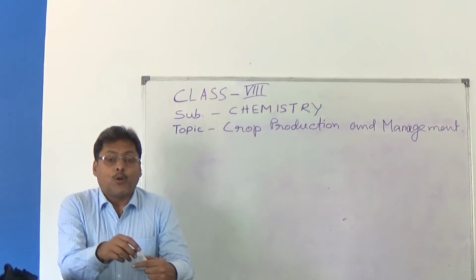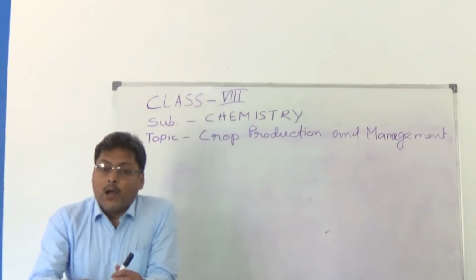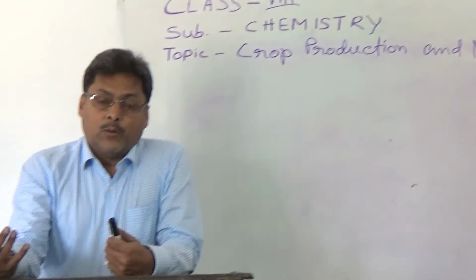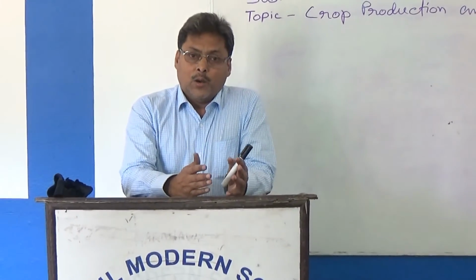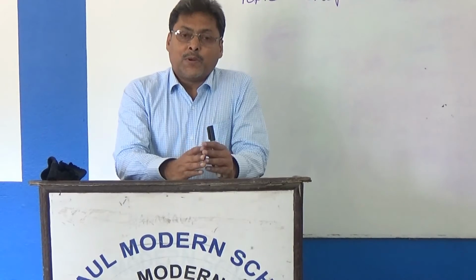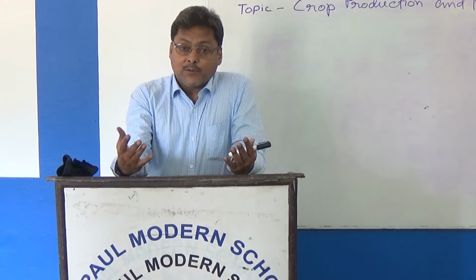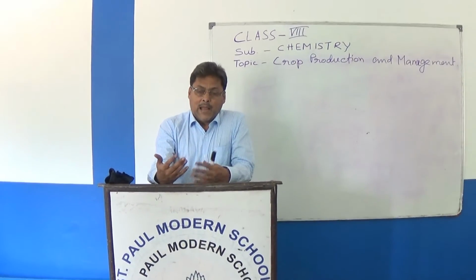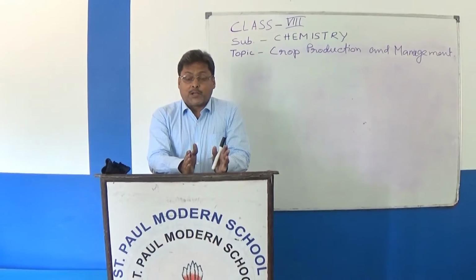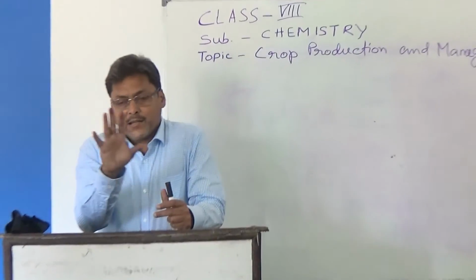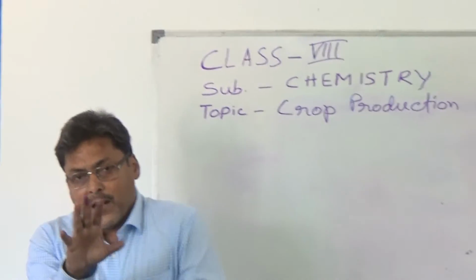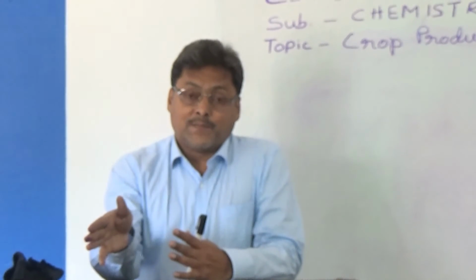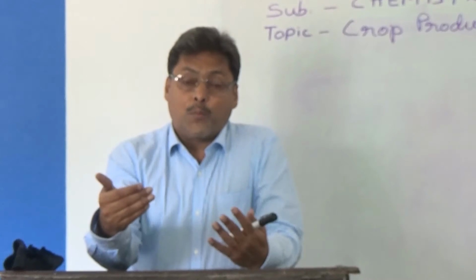So far I remember crop production and management. What are the practices of agriculture? We defined what is food, what is nutrition, what is crop, different types of crops, and then we came to know what is agriculture. And to have a good crop production, good yield, we defined some steps that a farmer must follow, either manual or with machines, to have a good crop.